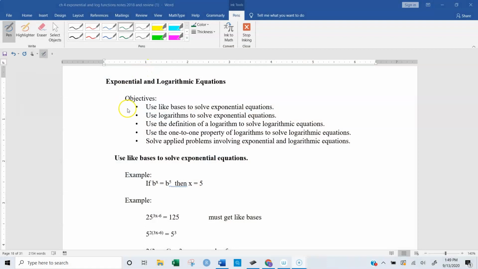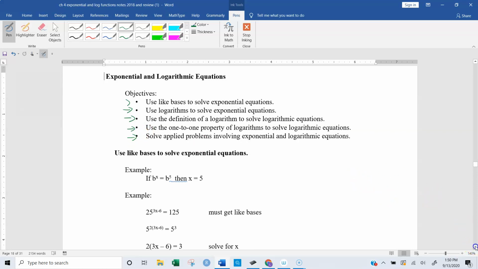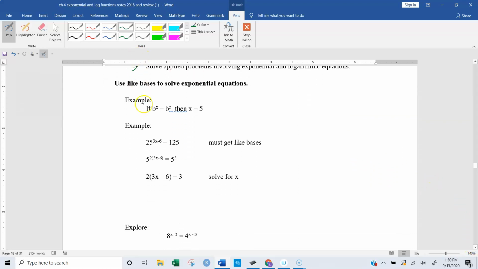Okay, we're going to use like bases to solve. We're going to use logs to solve, the definition of log to solve, a one-to-one property, which we'll talk about, and then a few story problems. Okay, the first thing we need to know about exponents is if the base is the same, then the exponents are equal. So right here, if I have 25^(3x) to the 6th equals 125, if I can get these bases identical, I can set the exponents equal to each other and solve.